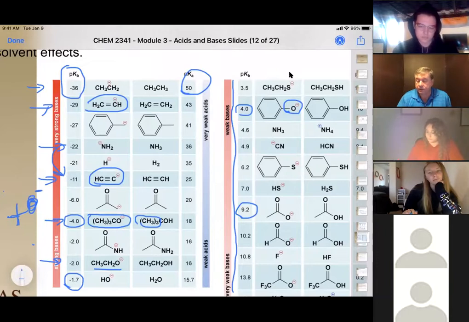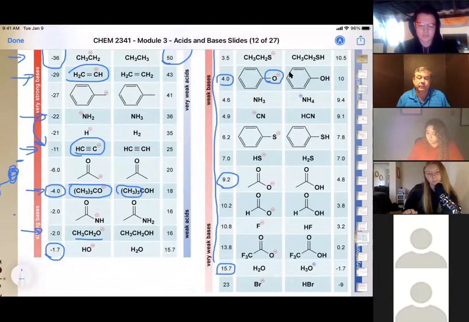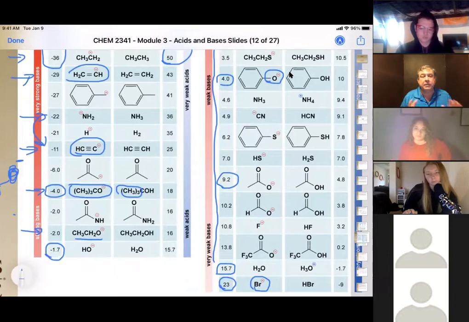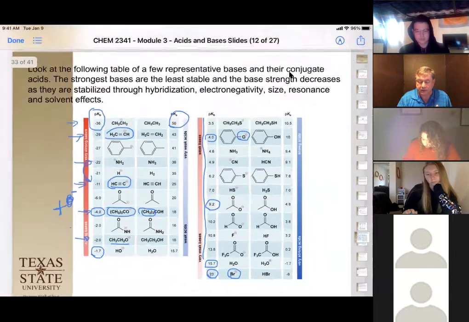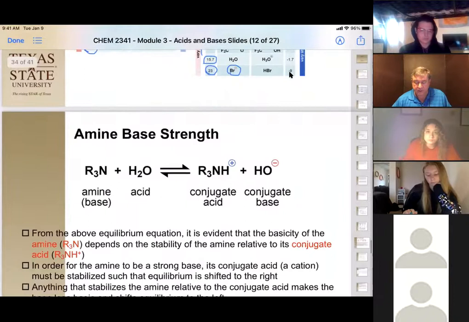And then if we go up over here, we get all the way down to where we have water, which has a pKb of 15.7. And we have the bromide ion way up here at 23. Okay, so now just using that pKa to pKb comparison, the very strong acids become very weak bases, and the very weak acids become very strong bases. All right. So there we go. Now I've used both sides of that chart.